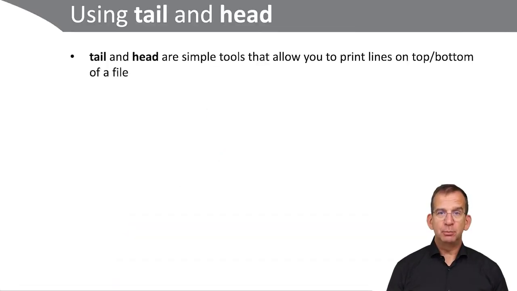In this video we are going to explore tail and head. So tail and head are very simple tools. They allow you to print lines on the top or on the bottom of a file, and you can use them as simple filtering tools. And you are going to appreciate the simplicity of these utilities.